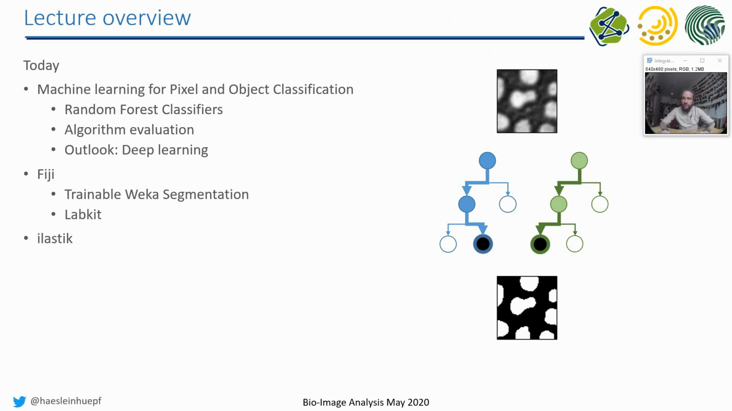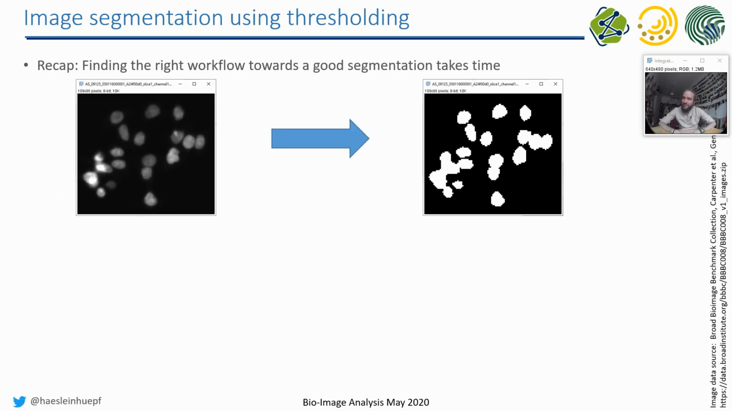We will have a close look at how random forest classifiers work. And we will also have a close look at how to evaluate how good an algorithm is, because that's actually part of the story, an important part of that story. We will have a short look into deep learning. And then I will introduce you to some tools which you can use for machine learning, some plugins in Fiji, and an independent software called Elastic, which is, I would actually say, more powerful than all the plugins we have in Fiji together.